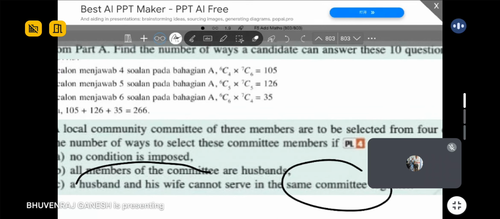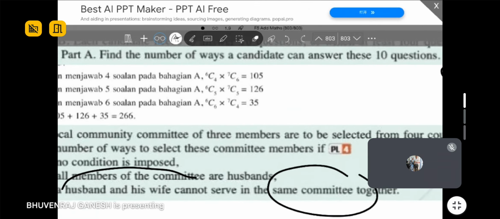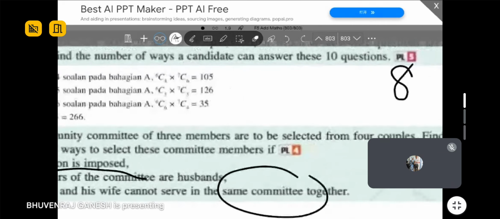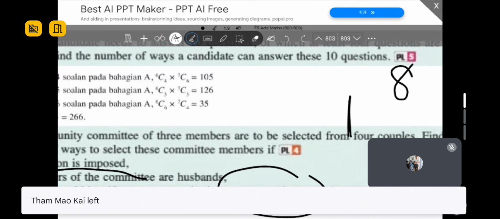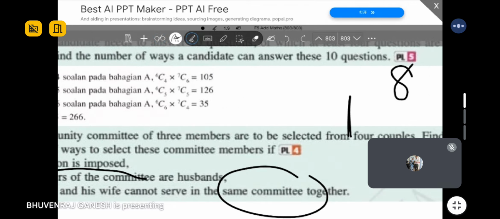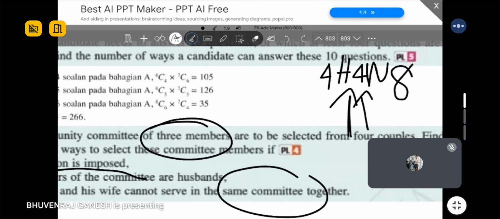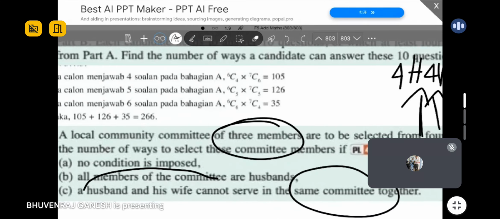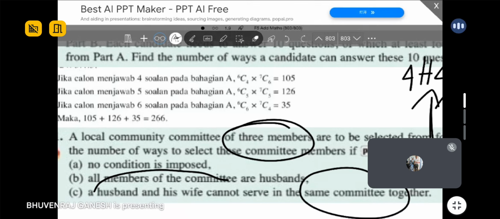So anyone want to try this question? Husband and wife cannot serve in the same committee. So how? You must think and see. So you got 4H and 4W. Okay, 4H, 4W, and you want to choose 3 people. So how, guys? What is the answer? Husband and wife cannot be in the same committee. So how should I do this? Anyone? This question is too hard for y'all.